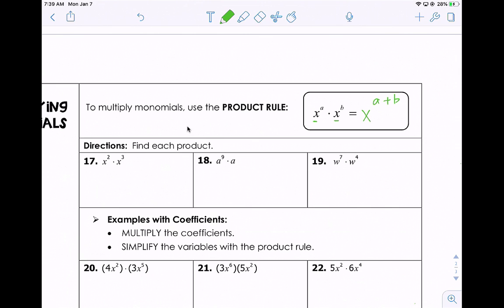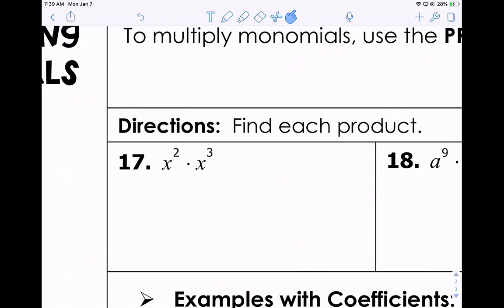So 17, we have x squared times x cubed. So again, they have the same base. The x is their base. So we can do that. So x squared times x cubed. You do not multiply these, you add them. Basically, what you are multiplying are the coefficients. So in front of these is a 1 and a 1. So you would do 1 times 1, which is still just 1. We leave the x, and then we add these two together. So that would be to the 5th.